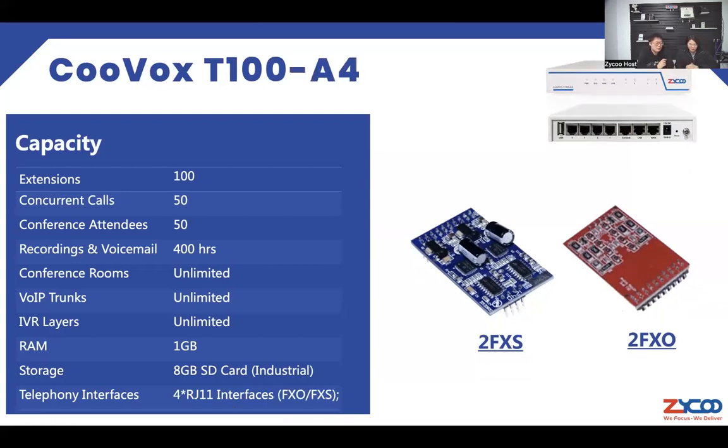Okay, and the next product is our COOLOS T100A4. It can support 100 extensions, etc. The difference between the T100A4 and our T100 is that our T100A4 can support 4 RJ11 interfaces. That means you can pick any two of the modules.